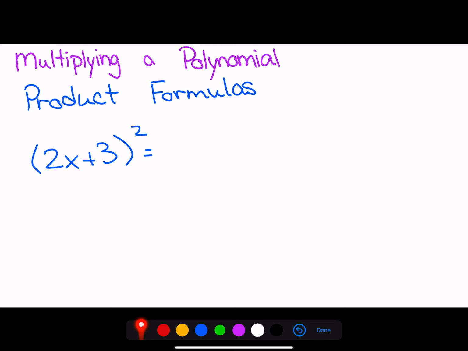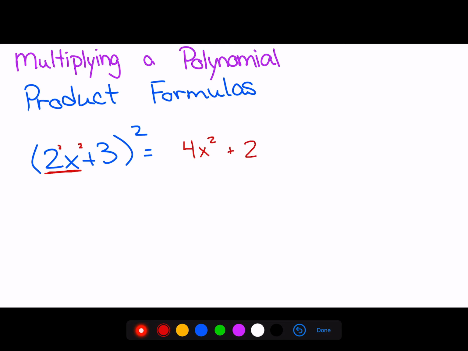So let's try this out. 2x plus 3 raised to the second power. Now try and do this one without using FOIL. So if I were to do this, I take my first term, 2x, and I square it. So 2x squared will give me 4x squared. Again, I'm squaring both of these.